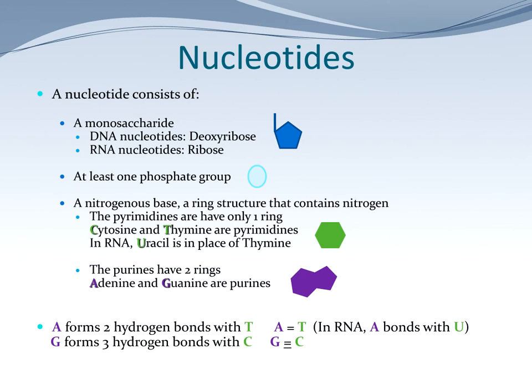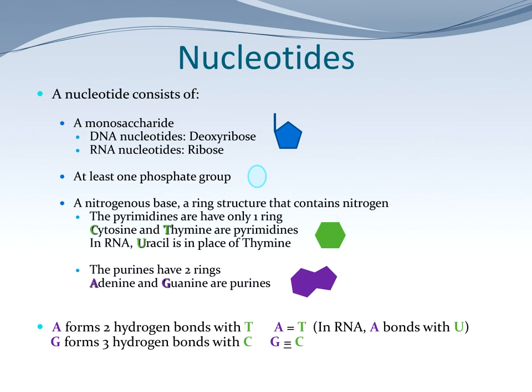The first part is a monosaccharide. In DNA nucleotides, the name of the monosaccharide is deoxyribose. In RNA ones, the structure of the monosaccharide is slightly different and is called ribose. Attached to one side of a monosaccharide in any nucleotide is at least one phosphate group. Attached to the other side of the monosaccharide is a nitrogen-containing ring structure called a nitrogenous base.